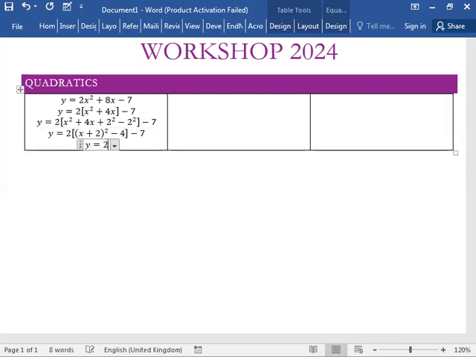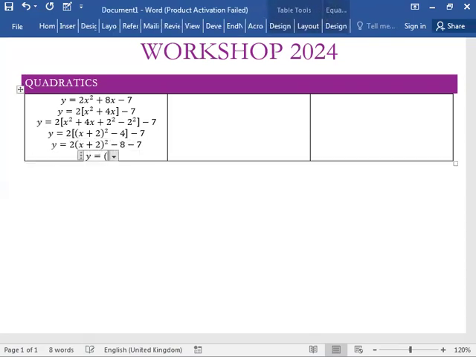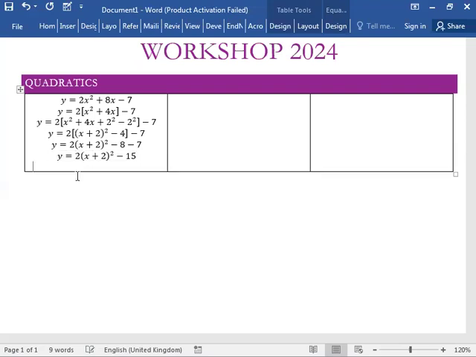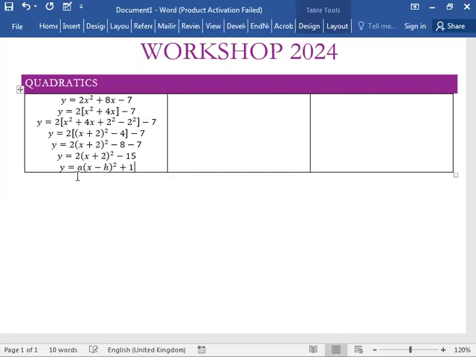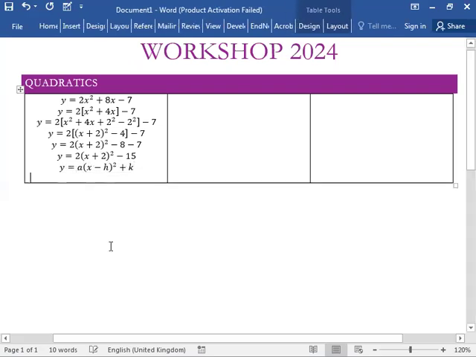y is equals to 2 bracket x plus 2 whole square minus 8 minus 7, and this ends up being 2 bracket x plus 2 whole square minus 15. Once we have the quadratic in the completed square form, what is the advantage of getting a quadratic in the completed square form? Let me write it in the general form: y equals to a bracket x minus h whole square plus k. Okay.